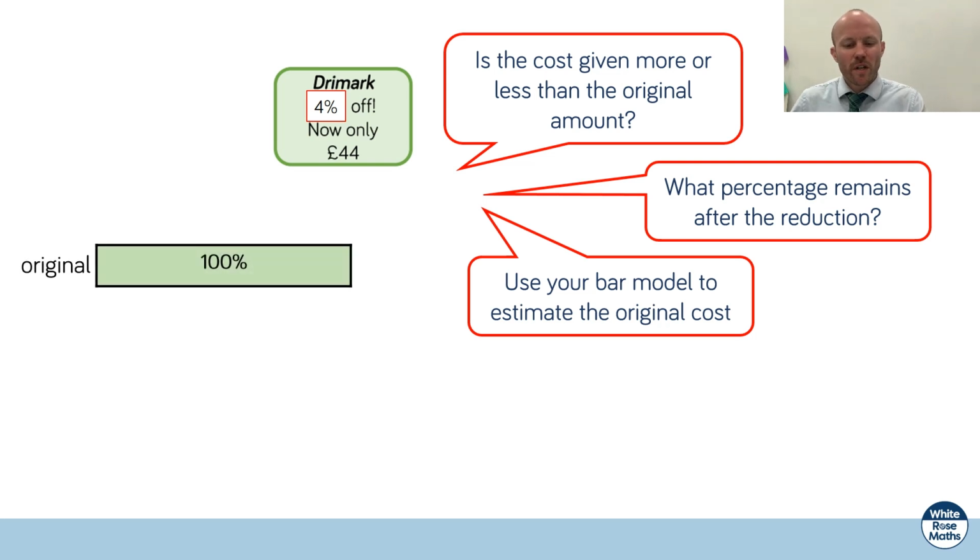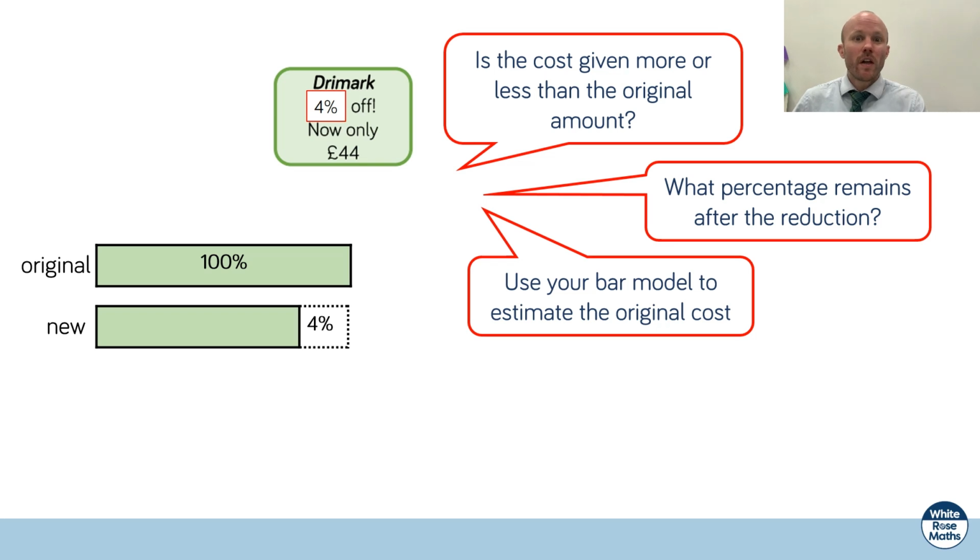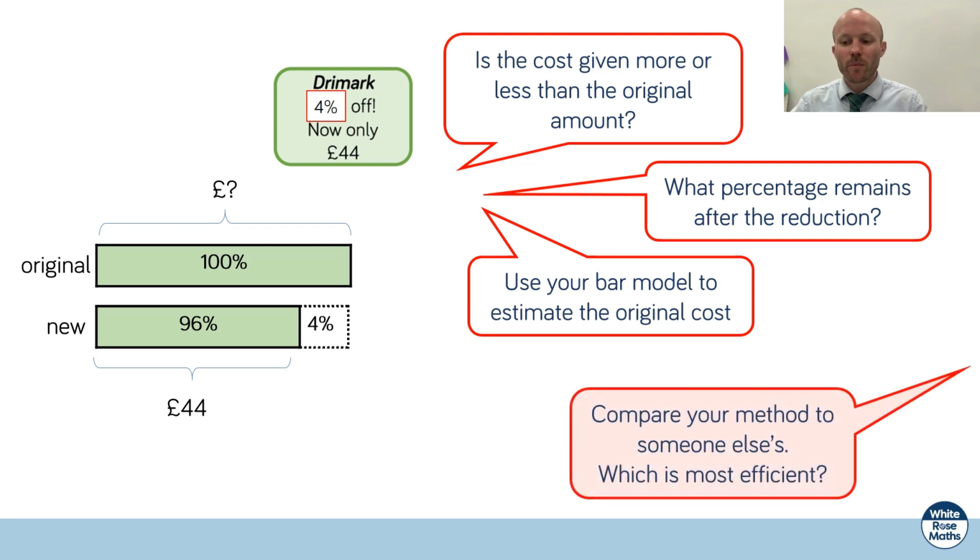So we've got original is 100%, 4% has been taken off, and that remaining value is £44. We want to find the original, and we're left with 96. So at this point, again, students might go off and do their own preferred calculation. Nice idea would be to get students together to compare their methods and decide which one is most efficient for this question.